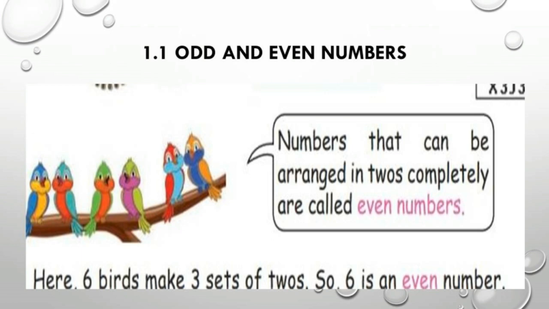So the numbers that can be arranged in 2s completely are called even numbers. Otherwise, even numbers means the things which can be split equally are called even numbers. So here 6 birds make 3 sets of 2s. So 6 is an even number.